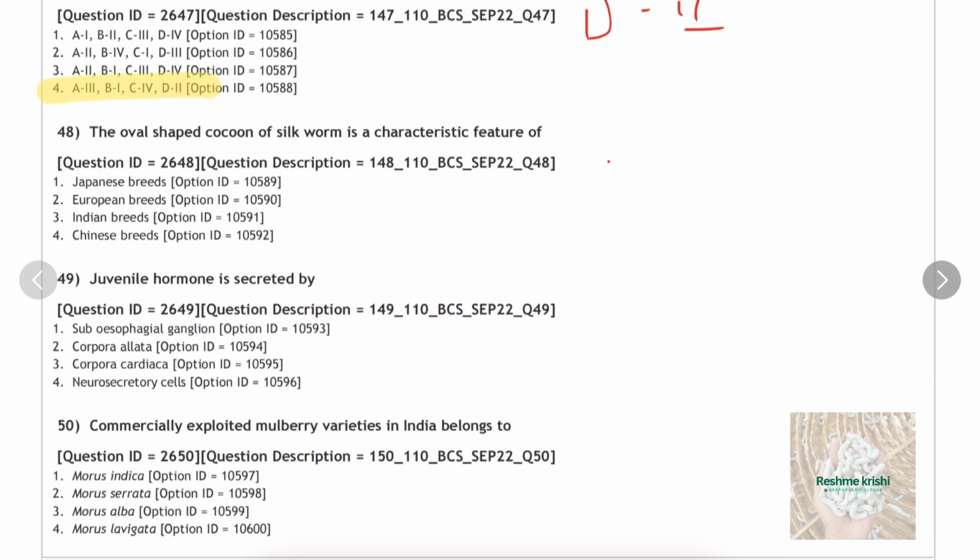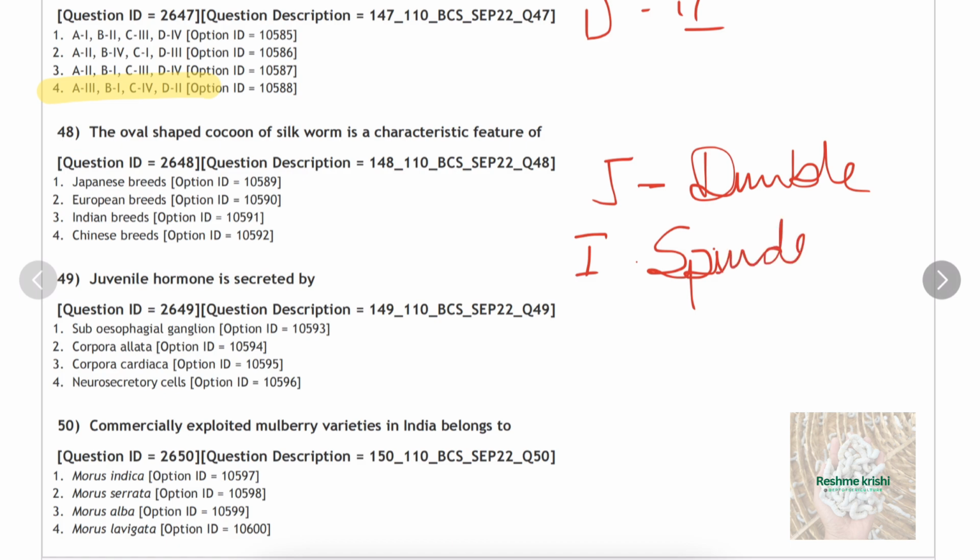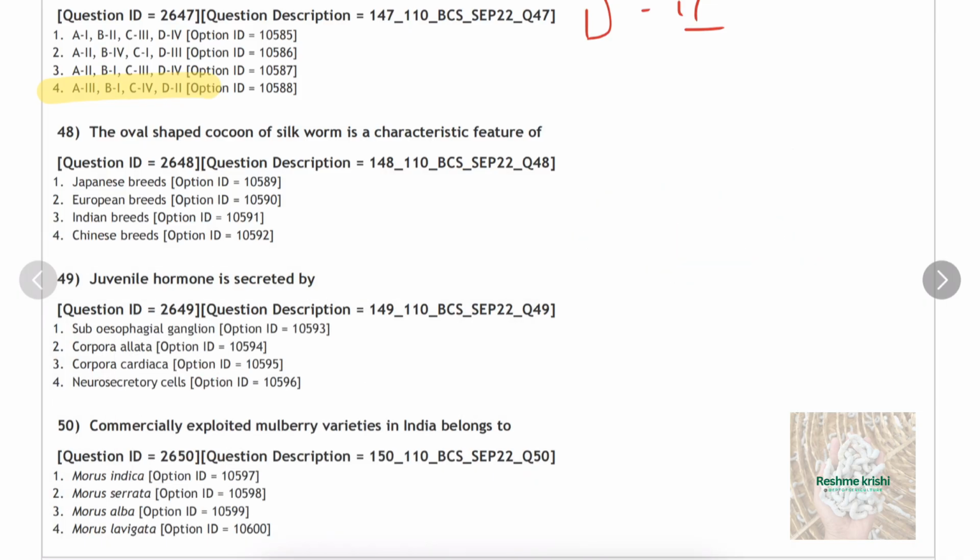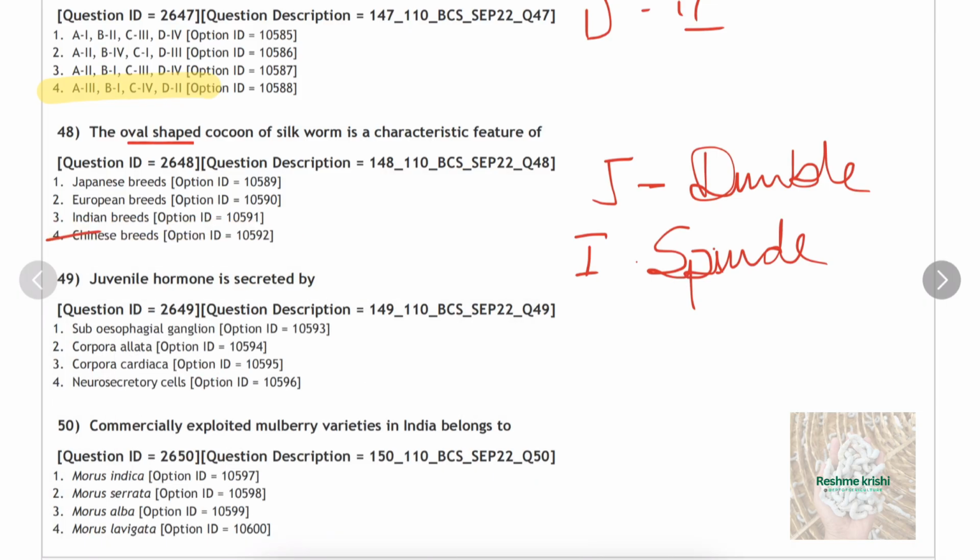Oval-shaped cocoon of silkworm is a characteristic feature of which? See, this is also something we have discussed. Japan will be dumbbell. Okay, India it's spindle. The rest are what? Chinese breed or European breed? The Chinese breed is oval, right? So oval-shaped is the Chinese breed. The European breeds come more elongated and bigger in size. We can say elongated oval, but the oval shape of cocoons is from China.